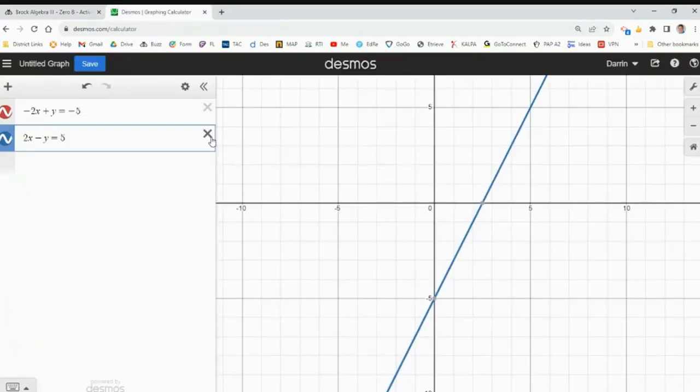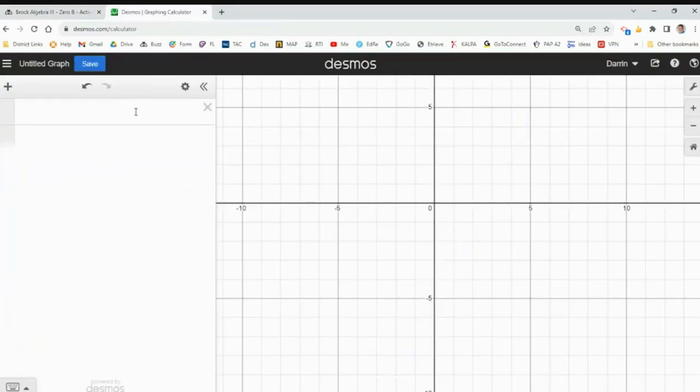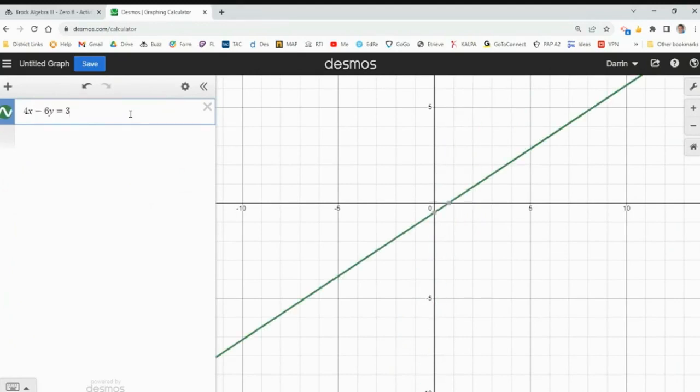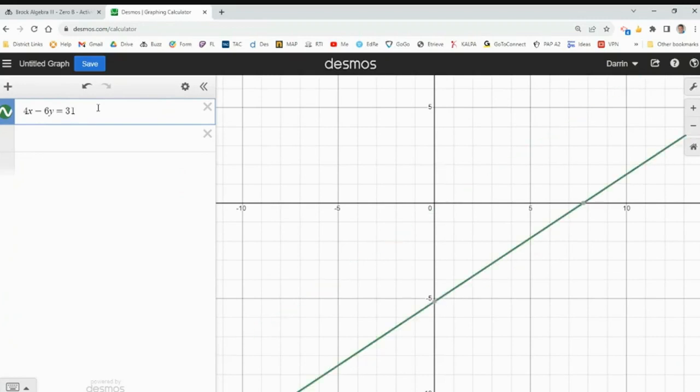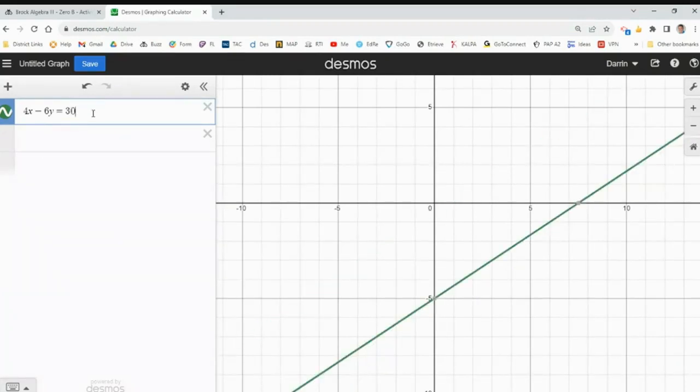So if we went over here and we had a random line, let me do it this way. 4x minus 6y equals 30. Can we write the equation of the line? Sure, we can. We find out where it crosses.